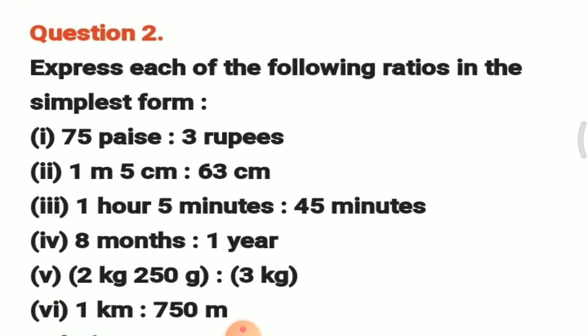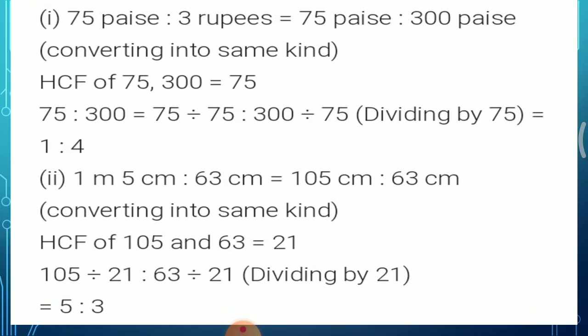Now question number 2, we express each of the following ratios in simplest form. This is also the same. 75 paise to 3 rupees, so the units are not the same, so 75 paise ratio 300 paise, because 1 rupee equals 100 paise, so 3 rupees equal 300 paise. After that you take the HCF of 75 and 300, which is 75, and divide both numbers by 75, so 75 divided by 75 ratio 300 divided by 75, your answer will be 1 ratio 4, okay.